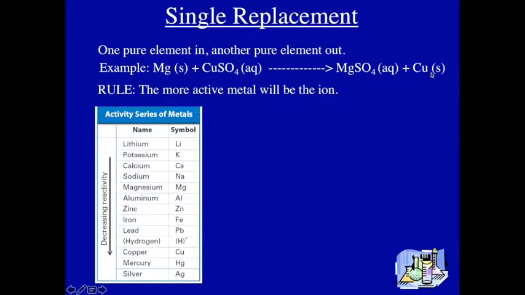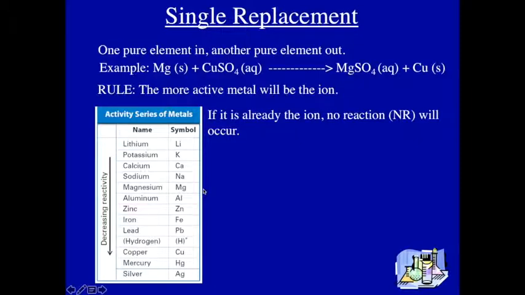The rule to really understand is the more active metal, or in reality, the more active element in general, will become the ion. It's all based on this activity series, which shows which metal is more active than another. So as you can see, lithium is far more active than silver, magnesium is more active than zinc, zinc is more active than copper. They go increasing reactivity up, decreasing reactivity down.